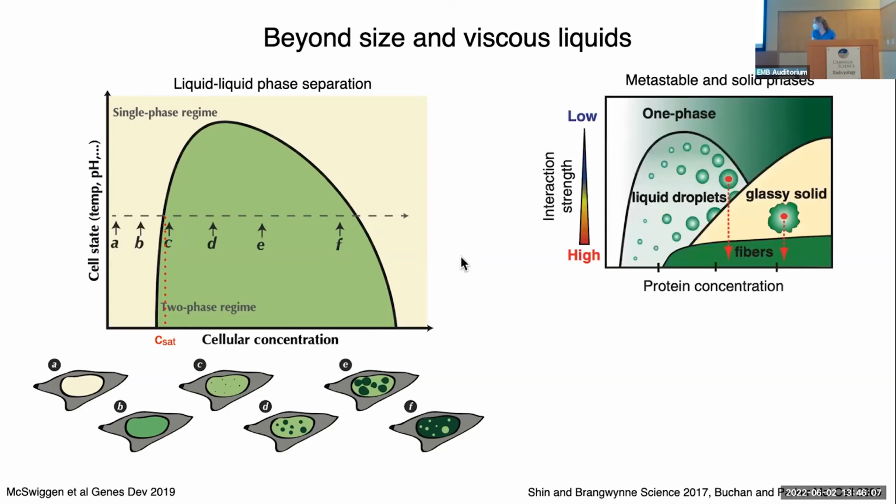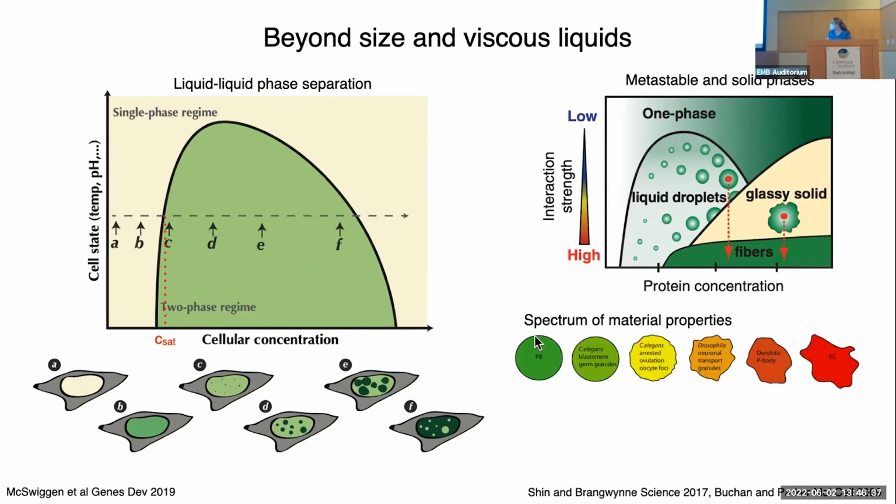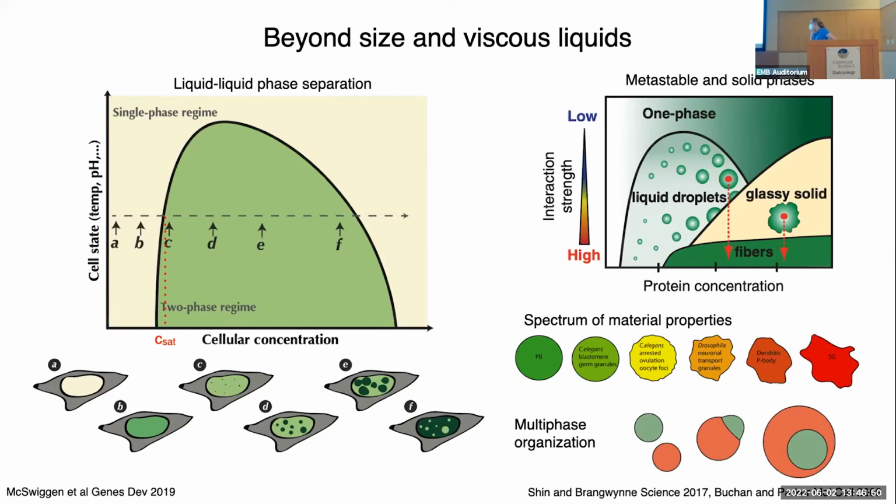But the cell is not an equilibrium system, and it is not a two-component system. And so it's now becoming increasingly clear that many of these membraneless organelles adopt metastable or solid phases. So you can have this liquid-liquid phase separation as you cross this boundary, but then these condensed phases can mature into gels or glasses or fibers, like one of the examples I showed you earlier. And even in these spherical droplets, these organelles can exhibit a spectrum of material properties from viscous liquids all the way to elastic solids. And finally, they're not single components. Many of these have dozens to hundreds of components, and they can actually phase separate even within the condensate.